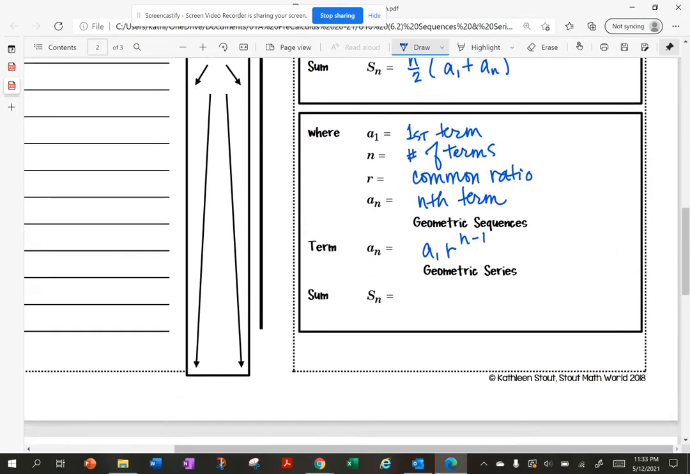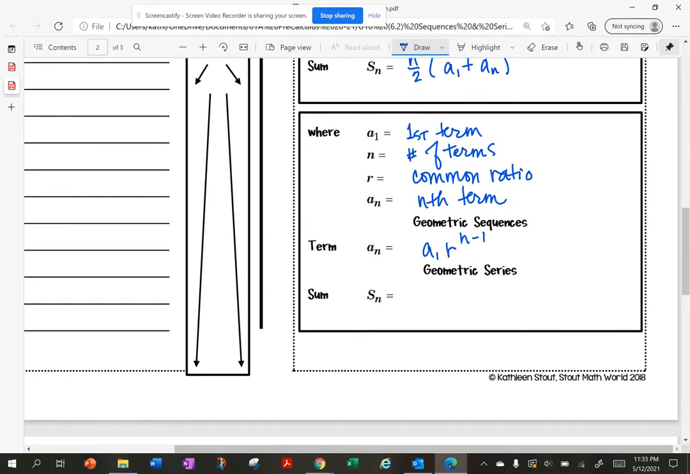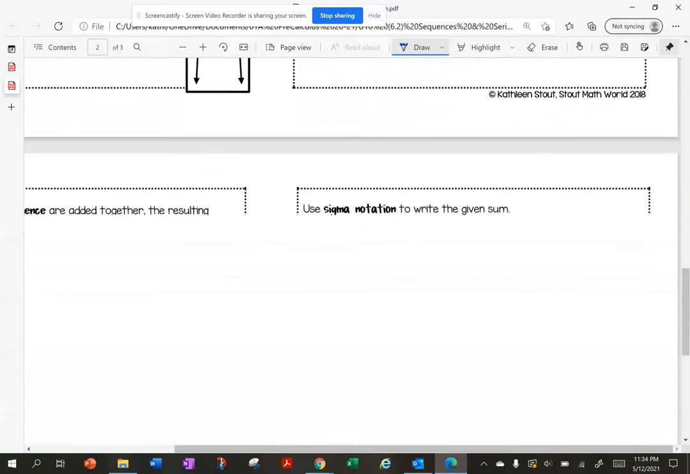And the sum of my series is going to be the first term times 1 minus r to the nth over 1 minus r. And r cannot equal 1. Okay, so let's do some examples.